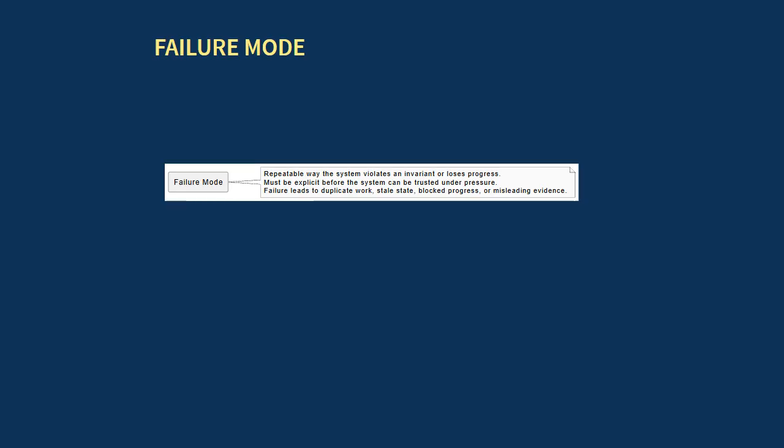A failure mode is a repeatable way the system violates an invariant or loses progress. How do we identify potential failure modes early on? By analyzing every part of the workflow and ensuring it accounts for possible edge cases and pressures we might encounter in real-world usage.